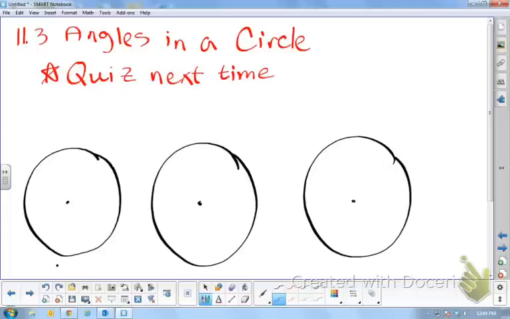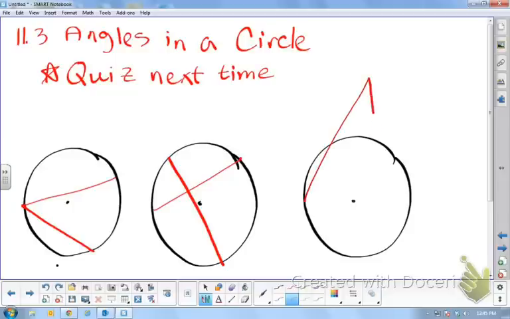So we need two lines to create an angle. Well, we can either have two lines where they hit exactly on the edge of the circle, so the vertex of the angle is on the edge of the circle. We can have two lines that just end up crossing inside the circle. We could have two lines that end up meeting outside the circle. And with all three cases, they form an angle.